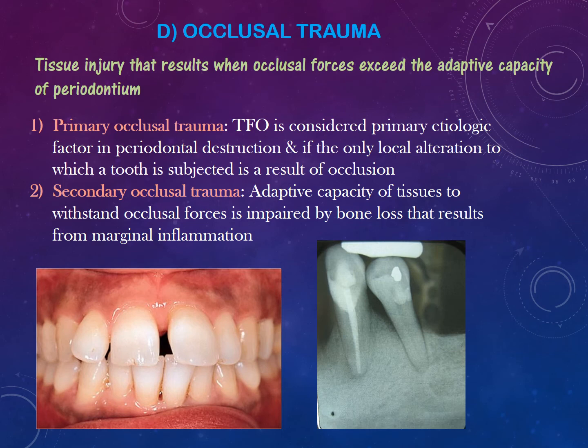Finally, the occlusal trauma, which predisposes to periodontitis. Occlusal trauma is a tissue injury that results when occlusal forces exceed the adaptive capacity of the periodontium. When the tissue injury is caused by alteration in occlusal forces, it's called primary trauma from occlusion. When it is caused by reduced capacity of the periodontium to withstand the occlusal forces, then it is called secondary trauma from occlusion.